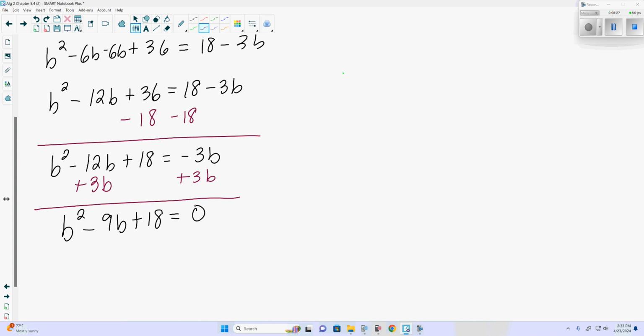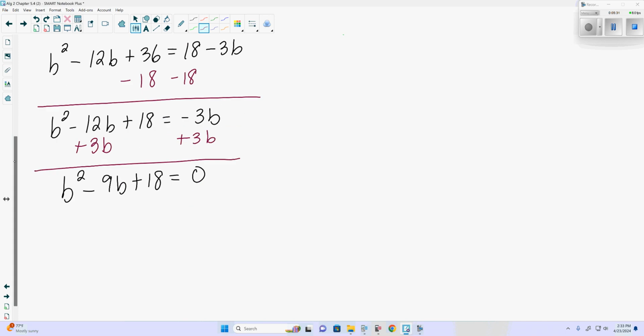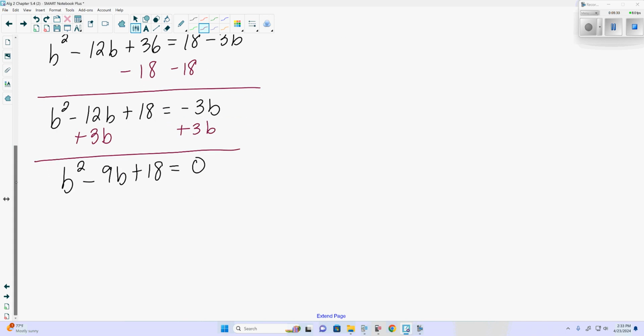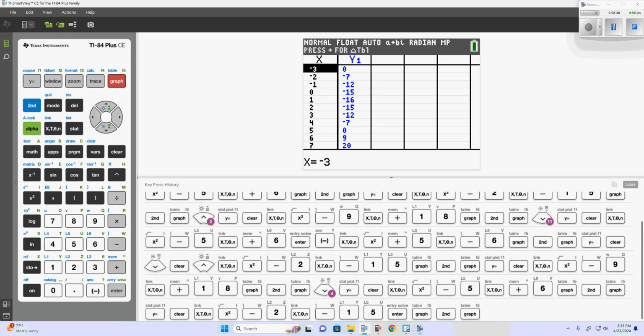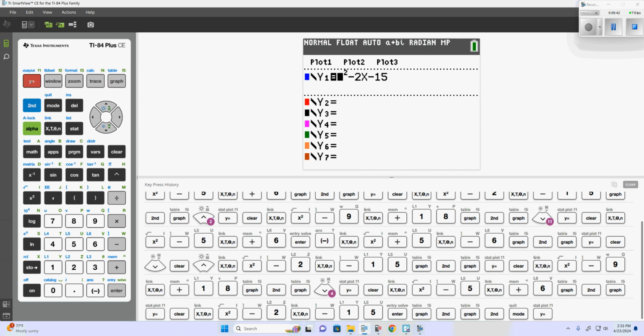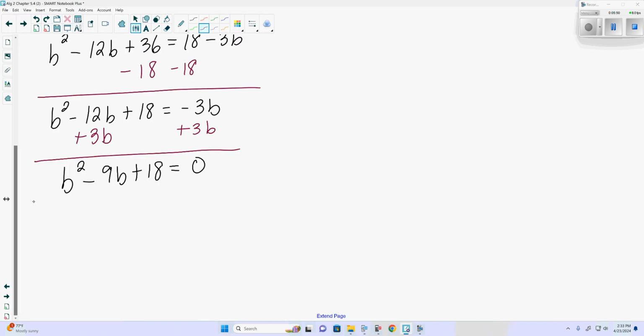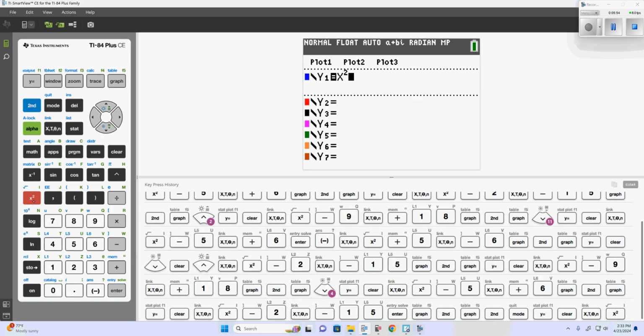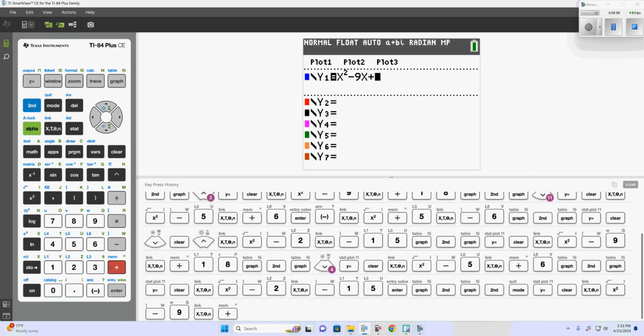Now at this point we could factor it. We could use the quadratic formula or we can graph it. Which way do we want to do? We graph it. Can we do the quadratic formula? Yes. Now instead of b, we're going to use x. So we'd have x squared minus 9x plus 18.